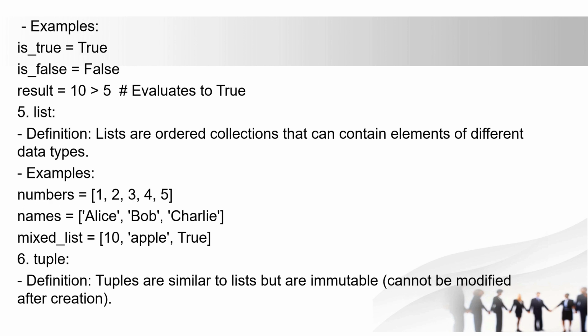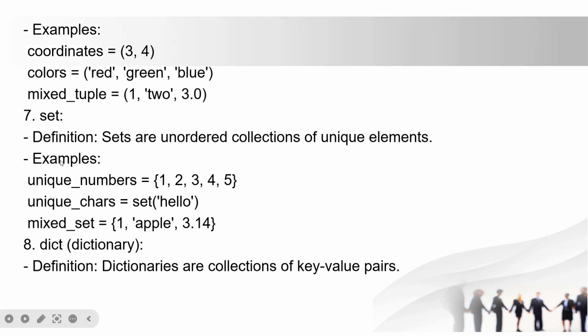Next one, list. Lists are ordered collections that can contain elements of different data types. Examples like numbers, names, and we can give a mixed list also. Next one, tuple. Tuples are similar to lists but are immutable, meaning they cannot be modified after creation. Examples: coordinates, colors, and a mixed tuple can also be given.